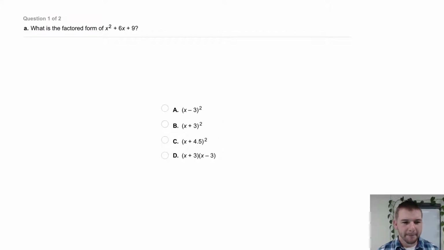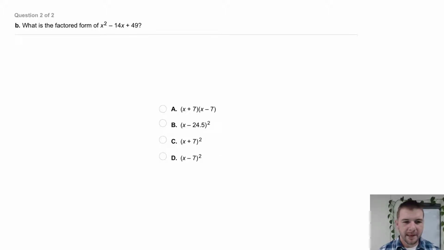Your turn, part A. What is the factored form of x squared plus 6x plus 9? And part B, what is the factored form of x squared minus 14x plus 49?